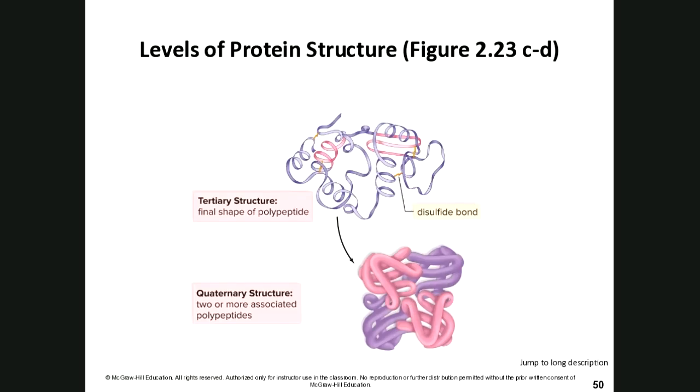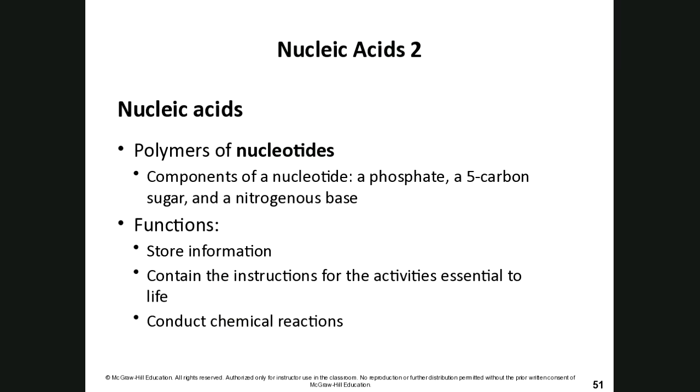And it has a nice little iron molecule in the middle there that has this affinity or binding ability for oxygen. All right, so our very last macromolecule that we're going to talk about is nucleic acids. Nucleic acids are polymers, which means they're just large molecules that are made up of small molecules, and those smaller molecules are called monomers, or nucleotides. A nucleotide consists of a phosphate group, a 5-carbon sugar, and a nitrogenous base.